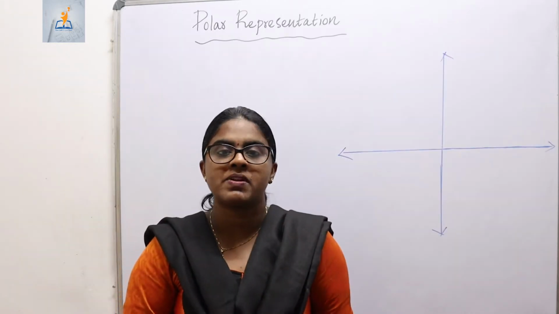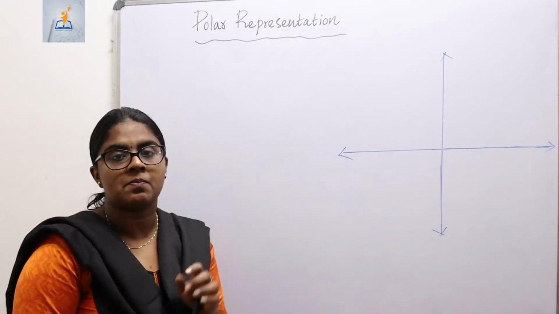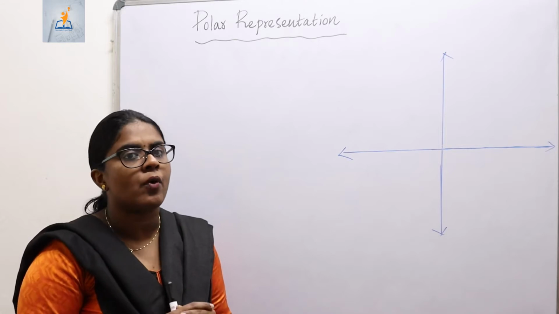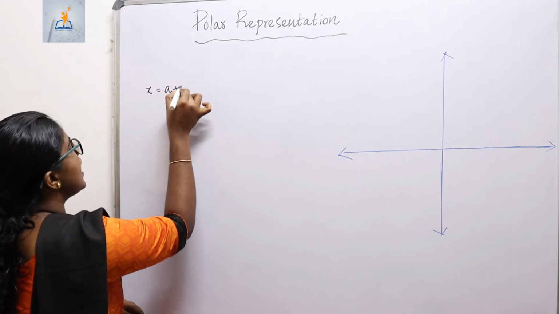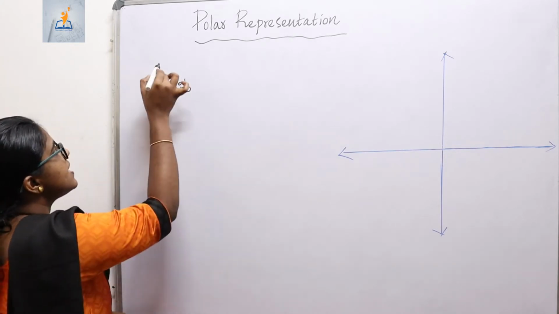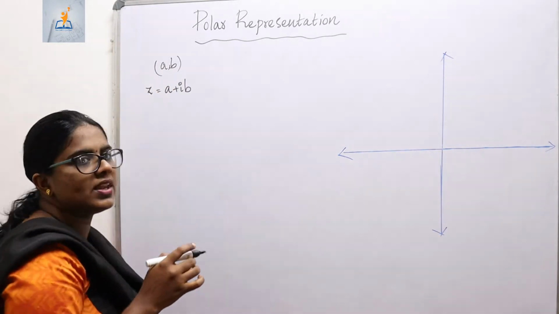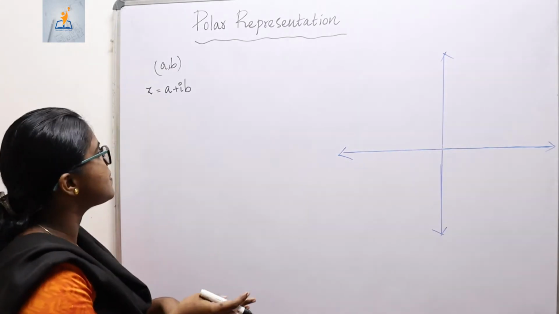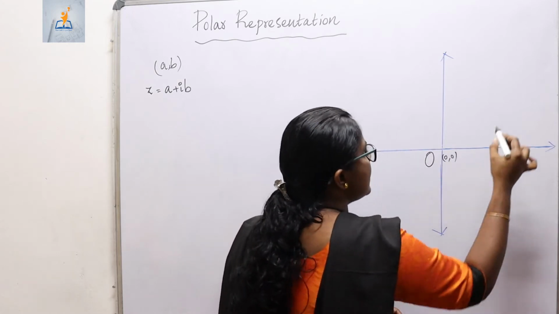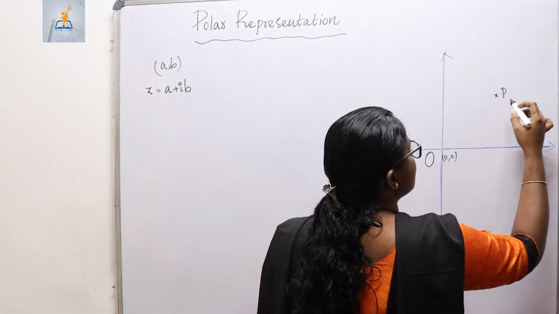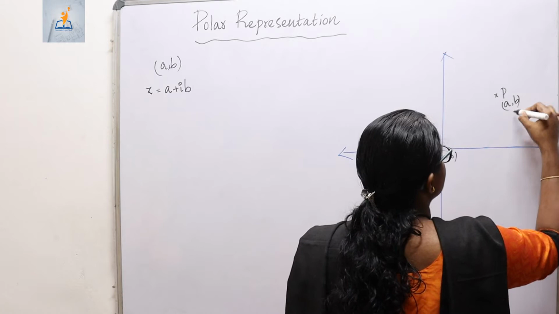We have one more representation of complex numbers in the complex plane, that is polar representation. Let's see what is the polar representation of a complex number z is equal to a plus ib. We have one representation that we have learned before, that is representing a plus ib as the coordinate a comma b. The other representation will be like this. Let this be origin, that is 0, 0, and let this point P be the point corresponding to the complex number a plus ib, that is a comma b.